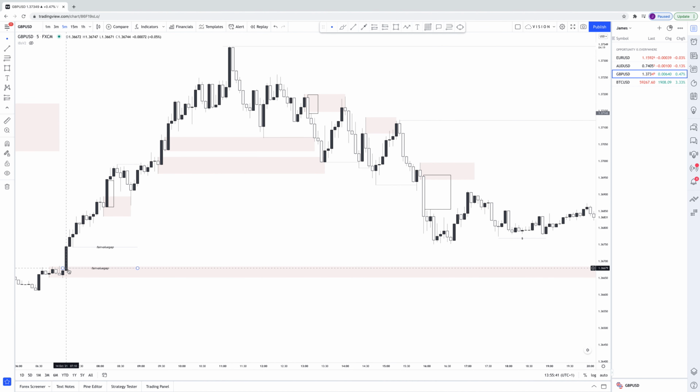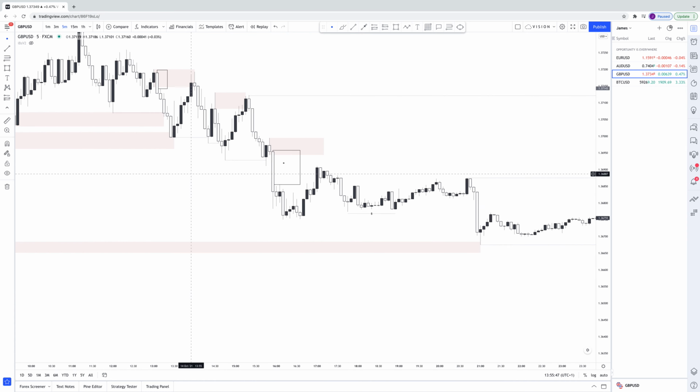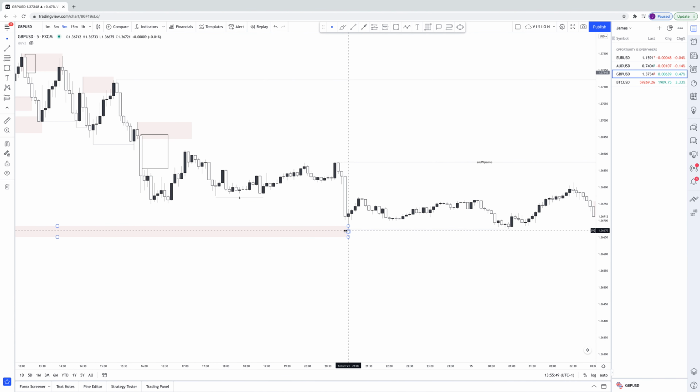Institutions, BFIs, are looking to stack more orders on from these areas here, close out of any previous positions. That's why we see such precision from these areas.